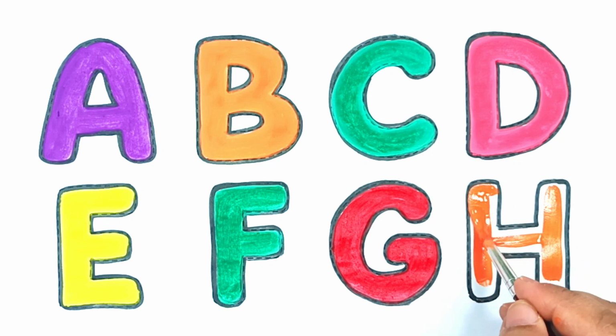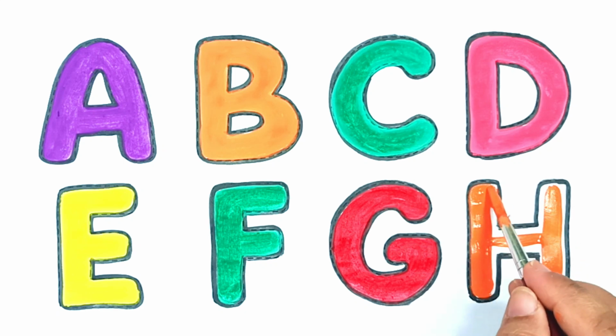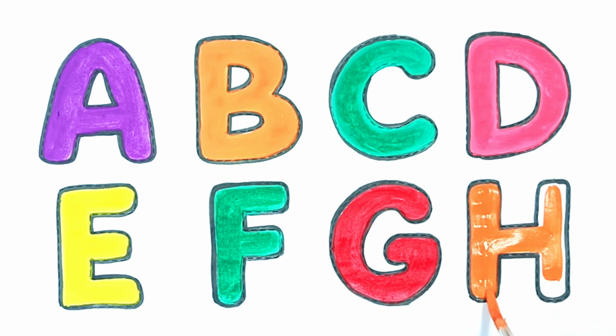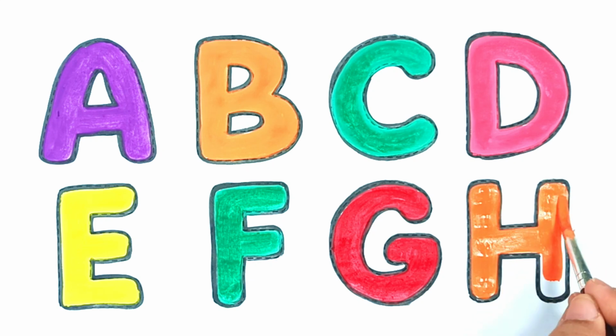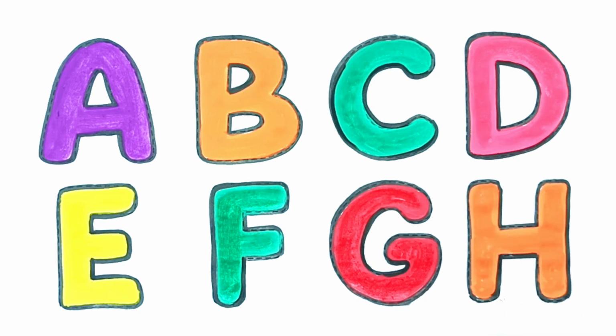H is for hammer. H is for hat. H is for hair, and your grandpa's is gray. A, B, C, D, E, F, G, H.